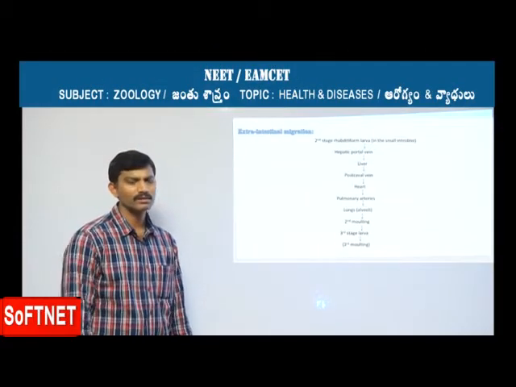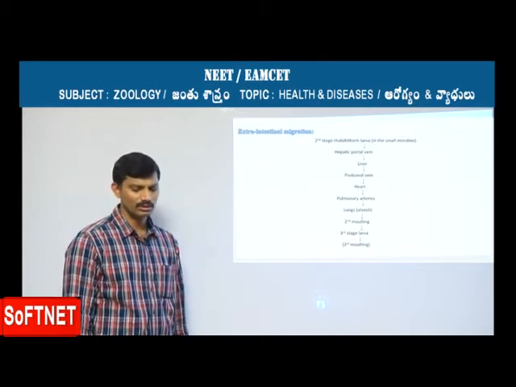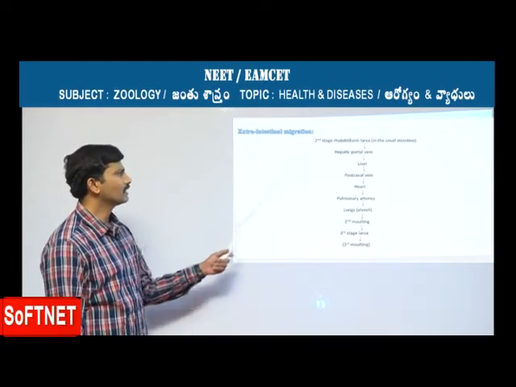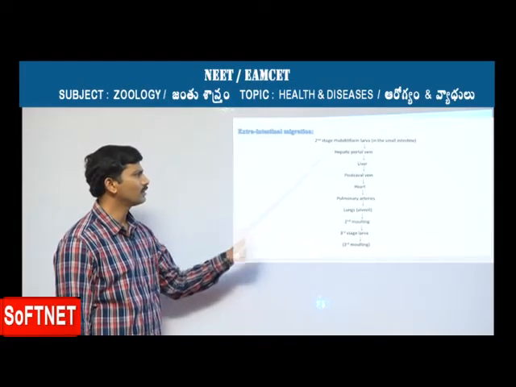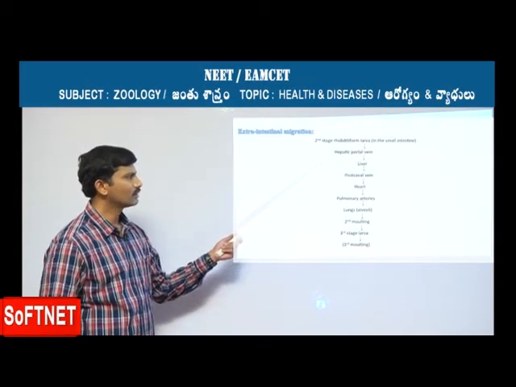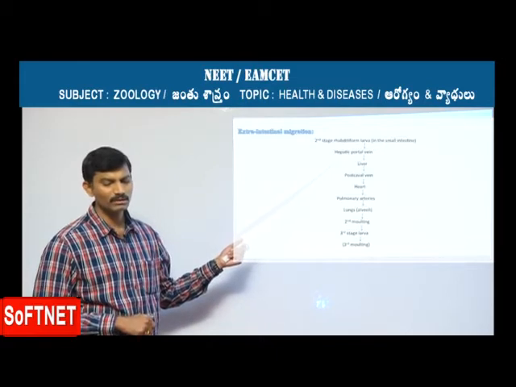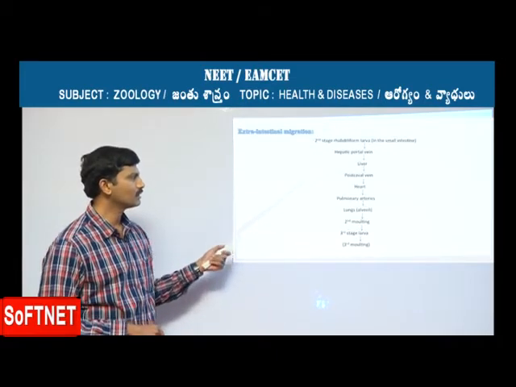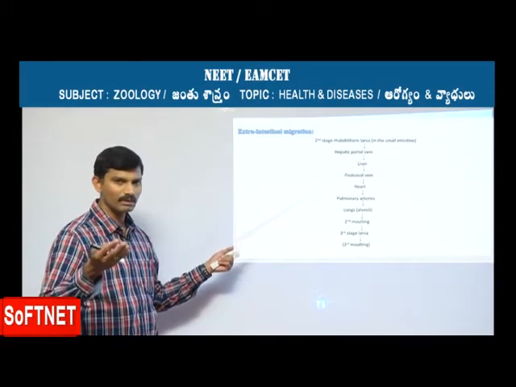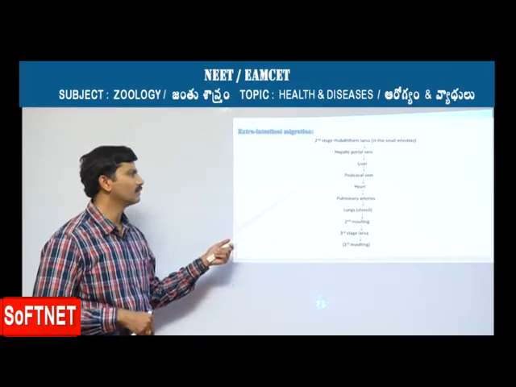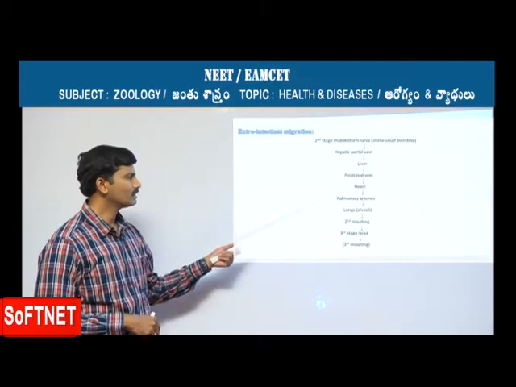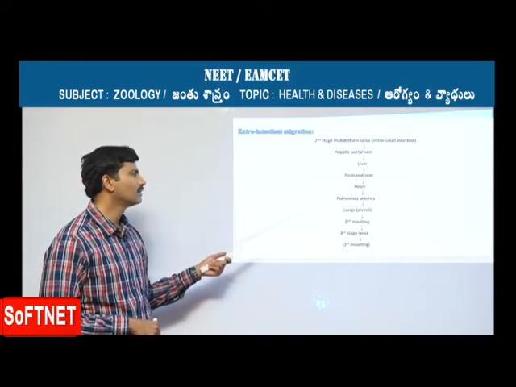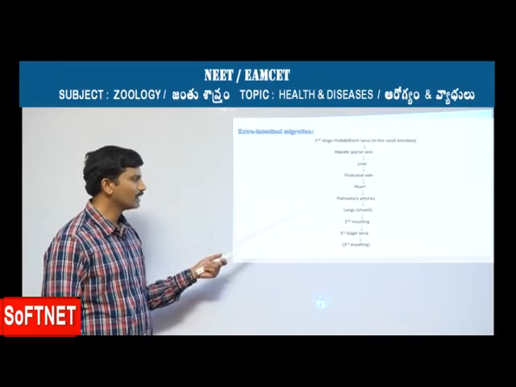Now coming to the extra-intestinal migration of this parasite, the second stage rhabditiform larva in the small intestine first reaches the hepatic portal vein. Through the hepatic portal vein, it attacks the liver. From the liver, it goes to the postcaval vein, the vein that connects the liver and heart, and from there it reaches the heart. From the heart, as the blood pumps the deoxygenated blood, it reaches the lungs through the pulmonary arteries.